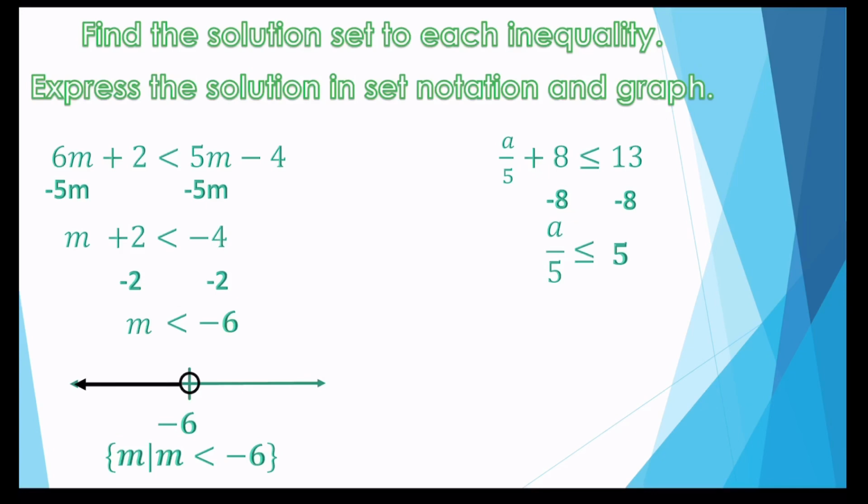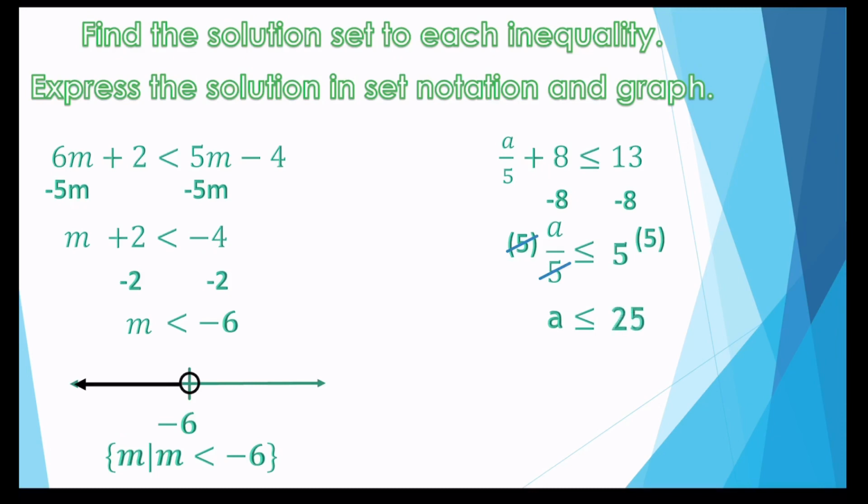Now, what operation's happening between the a and the 5? Right, I'm dividing. So to undo division, I have to multiply both sides by 5. Once I do that, I'm left with just a. My symbol doesn't change. And then 5 times 5 is 25.